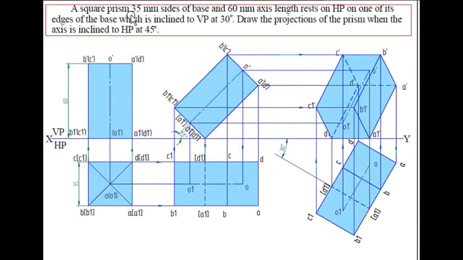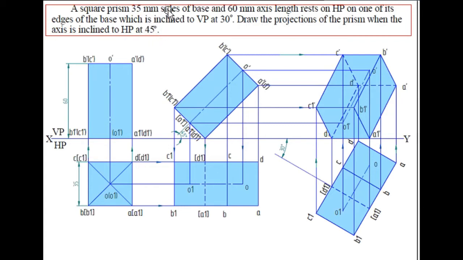A square prism, 35 mm sides of base and 60 mm axis length, rests on HP on one of its edges of the base, which is inclined to VP at 30 degrees. Draw the projection of the prism and the axis is inclined to HP at 45 degrees. So the question has to be divided into three groups, right?